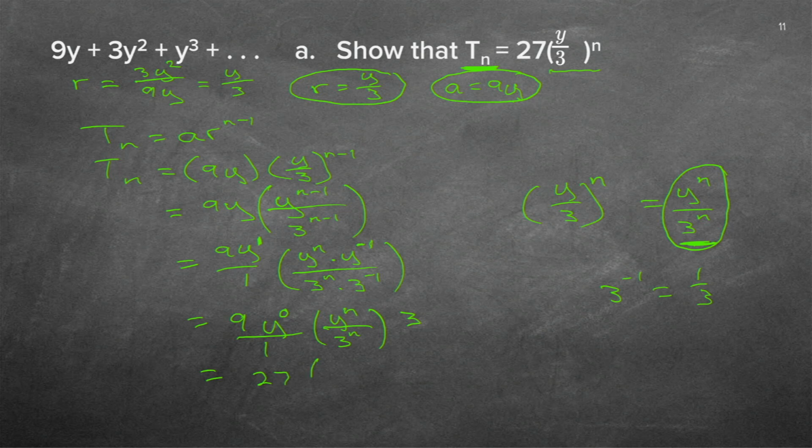What is left in my bracket? y over 3 to the power of n. So all I've done now is take that common exponent n to the outside. It's one of your exponent laws that you need to know. And now I see it looks exactly like the one they asked me.